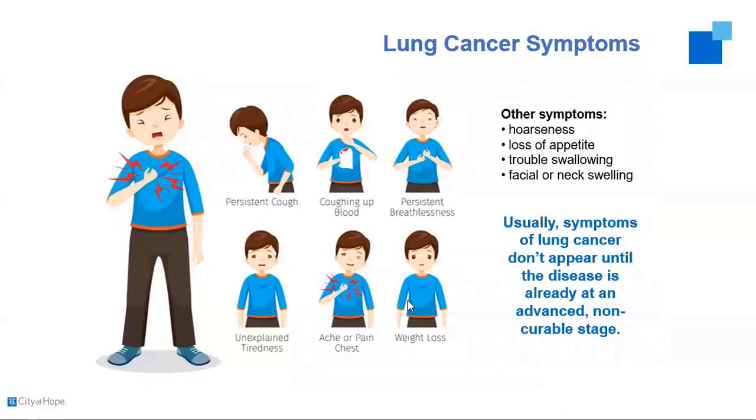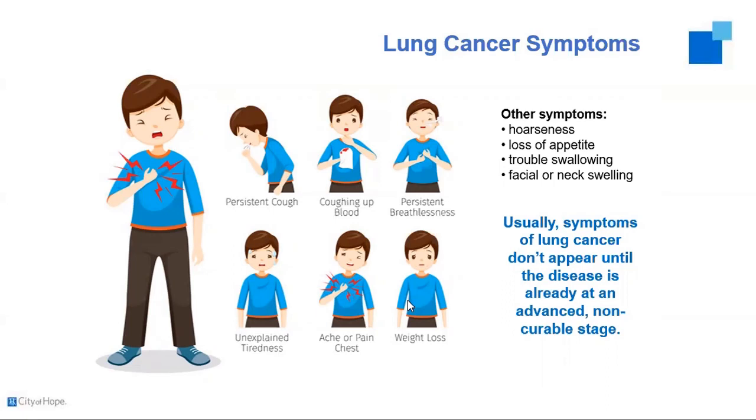So what are the common symptoms of lung cancer? As you can see, one of the most common symptoms is persistent cough, but you can also have blood in your phlegm from coughing, shortness of breath, unexplained tiredness, chest pain, or weight loss. And other symptoms can be hoarseness of voice, loss of appetite, trouble swallowing, or facial or neck swelling.